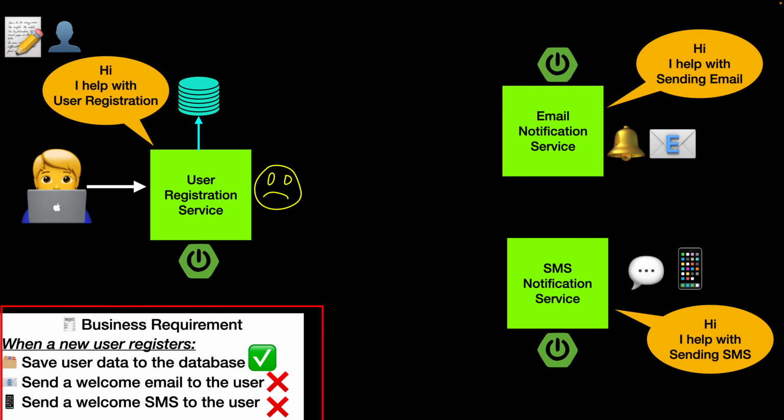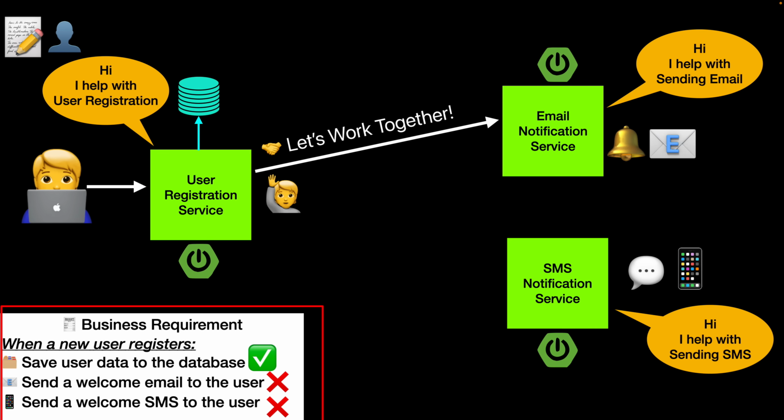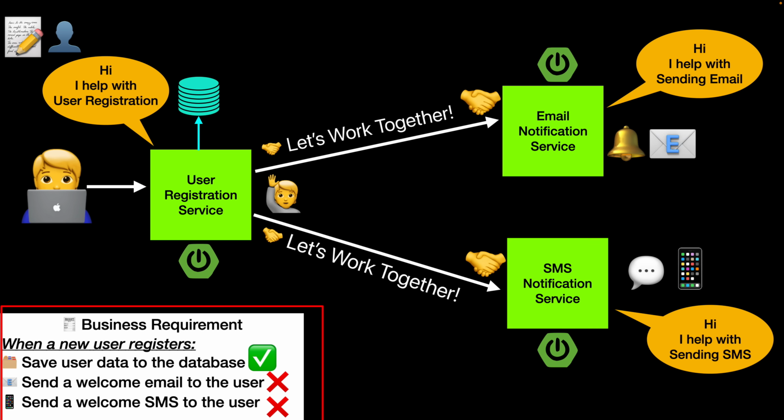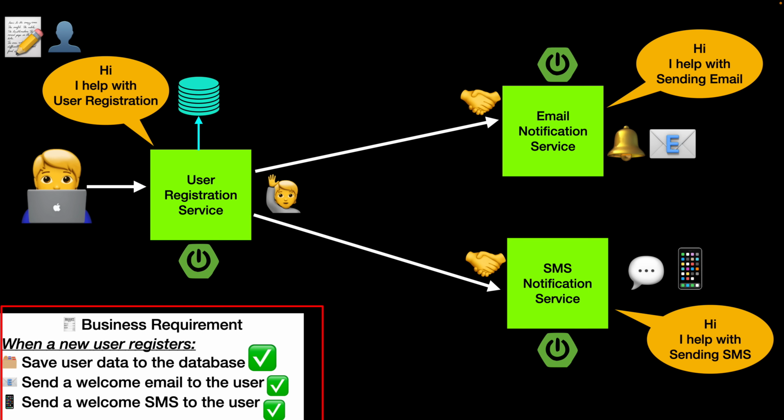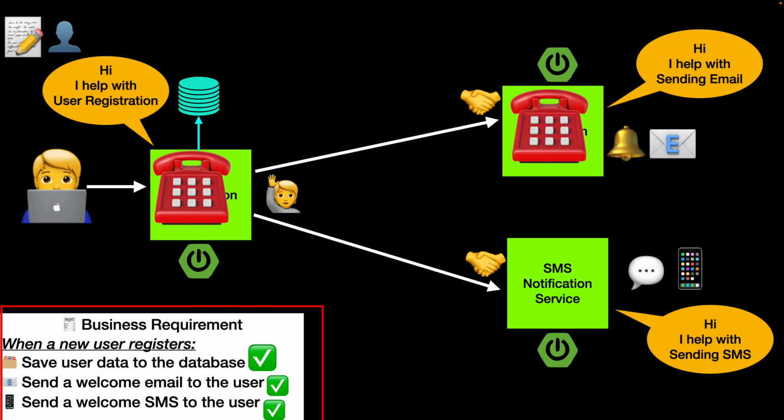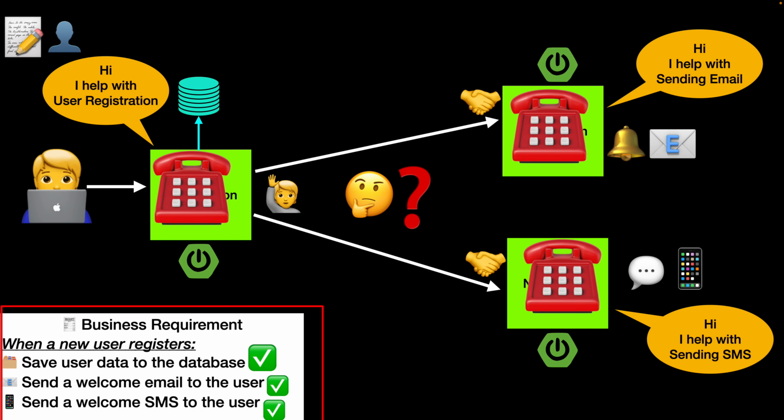So now the user registration service has only one option left: to ask for help. We will see how it will connect to its friends, the email notification service and the SMS notification service, and how these people are helping the user registration service, and how all these three Spring Boot applications are solving this business need. We will see how they communicate, what kind of approaches they follow, what kind of challenges they face, and how they resolve them. So let's begin.